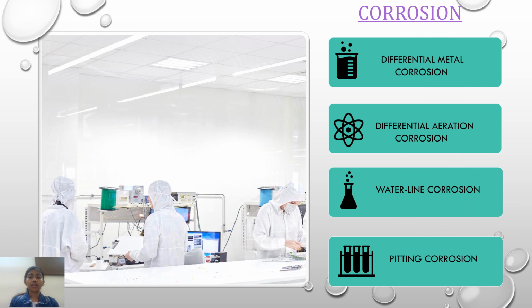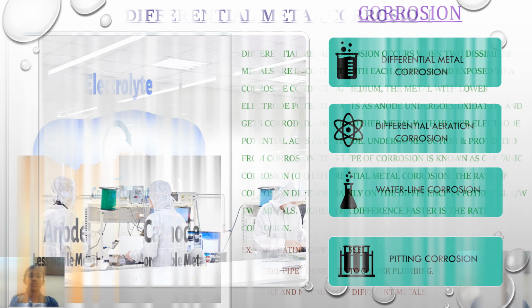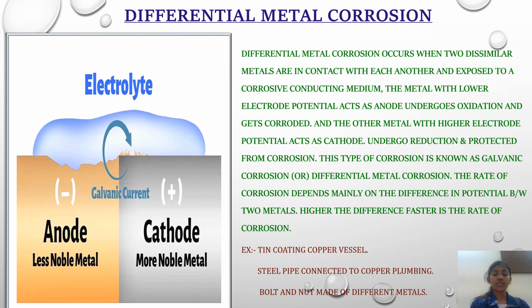Corrosion are of four types: differential metal corrosion, differential aeration corrosion, waterline corrosion, and pitting corrosion. Differential metal corrosion. It occurs when two dissimilar metals are in contact with each other and exposed to a corrosive conducting medium. In this, the metal with lower electrode potential acts as anode, undergoes oxidation and gets corroded, and the other metal with higher electrode potential acts as cathode, undergoes reduction and remains unaffected from corrosion.